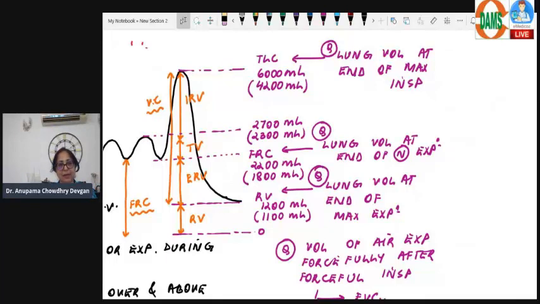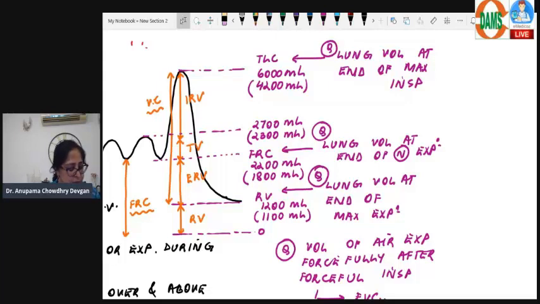Chalo, so lung volumes and capacities. Okay, go through this. You can take a break. Are we due for a break? Yeah. Okay, you can take a break for 10 minutes till 6:15 and then we can continue. Okay.